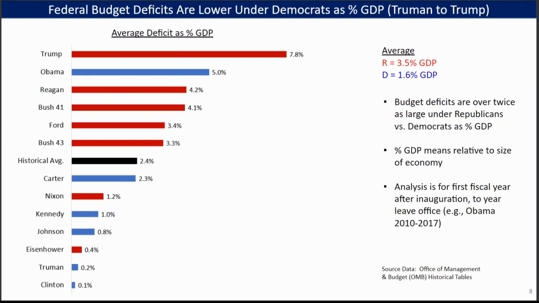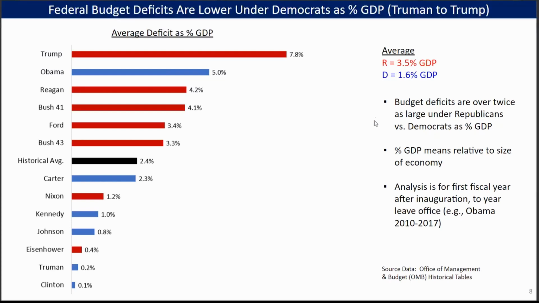So this is the federal budget deficits have been lower under Democrats as a percent of GDP. So when you hear Democrats being criticized as being tax and spend or this and that, that blend of taxation and spending has kept deficits lower under Democrats at 1.6% of GDP, whereas Republicans had 3.5% of GDP budget deficits.